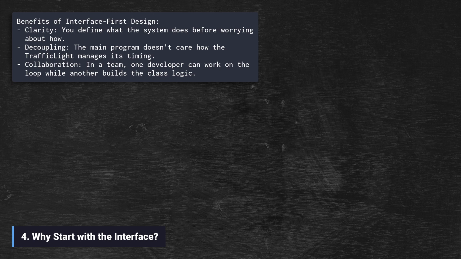By defining the interface first, we create a contract. As long as the update method exists and takes a brightness value, we can change the internal logic of the TrafficLight later without ever touching our main loop code again.